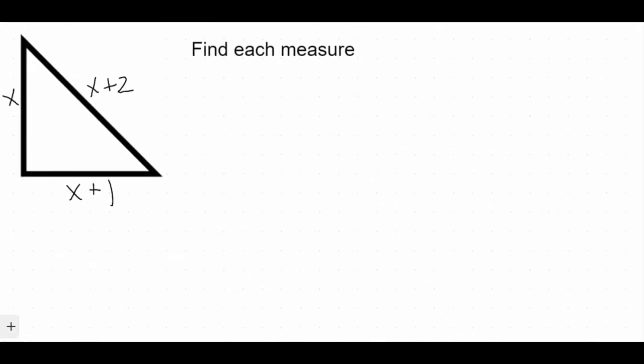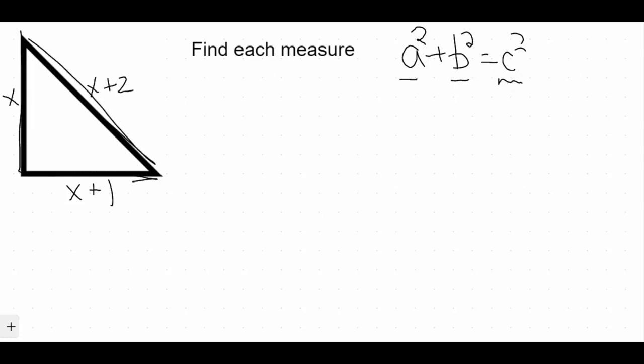Hey guys, so this video is going to focus on applications of Pythagorean's theorem. Pythagorean's theorem deals with finding an unknown side of a right triangle. If you're not familiar with the formula, it reads a squared plus b squared is equal to c squared, where a and b represent the legs of the triangle, which are these straight sides here, and c is always referring to the hypotenuse, the diagonal where this x plus 2 is.